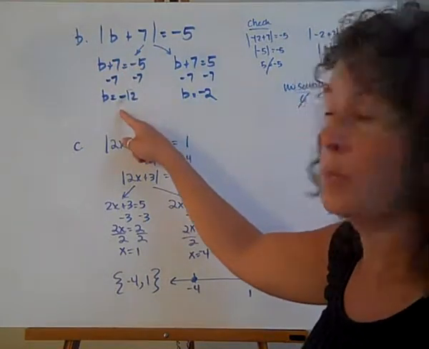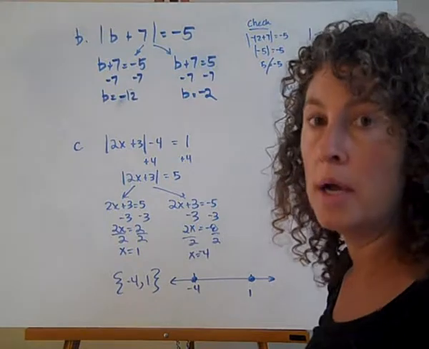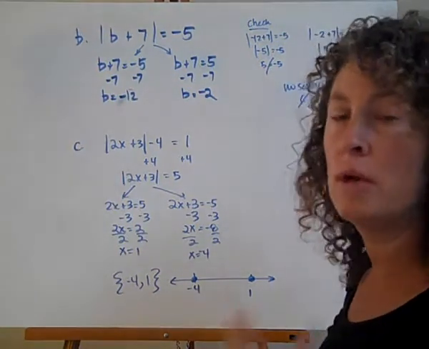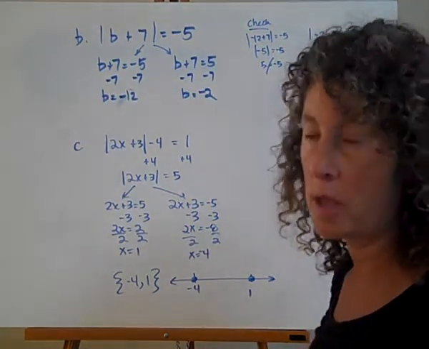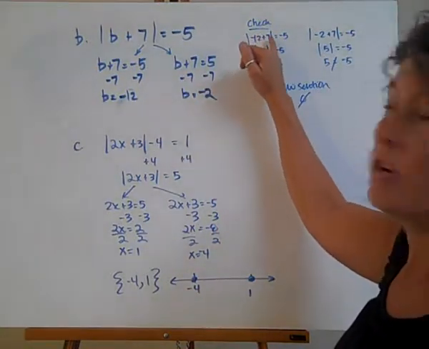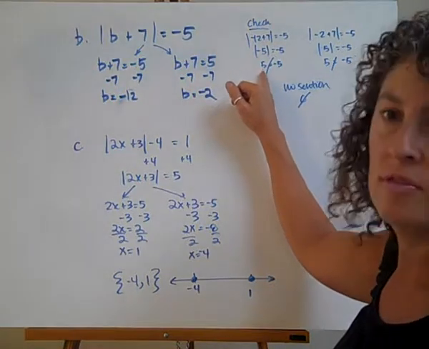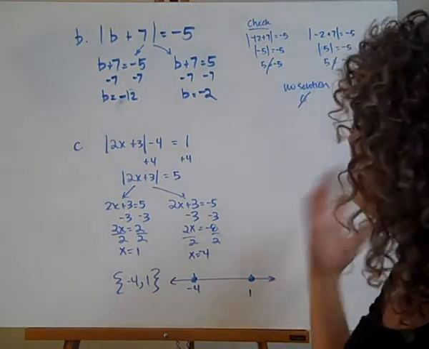When I solve for this, I end up with b equals negative 12. I also end up with b equals negative 2. Again, please check them. You don't have to write it out, but use mental math and check them to make sure that they make sense. So when I plug negative 12 in here, negative 12 plus 7 is negative 5, and the absolute value of negative 5 is 5. That's not equal to negative 5 at all.